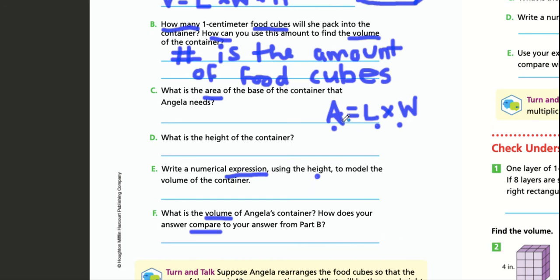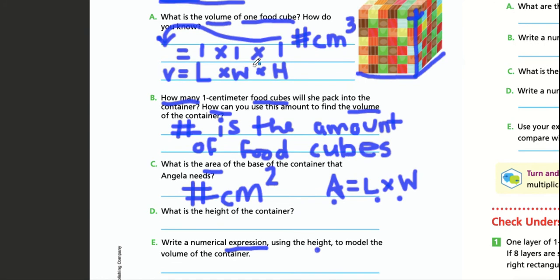Don't forget, I forgot to mention, for area, whatever you get for your answer, you're going to give a number. Because it's asking for area, it's going to be centimeters, because it tells us everything is in centimeters, and it's going to be squared because I multiplied two things. Whereas for volume, you multiply three things, so I put cubed. For area, we do squared because it's two things that I multiply.